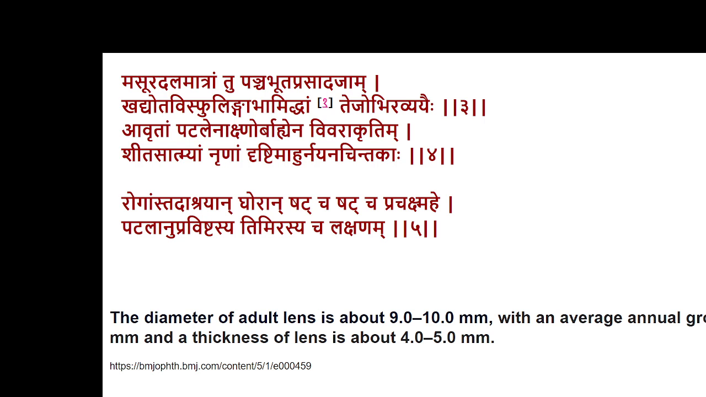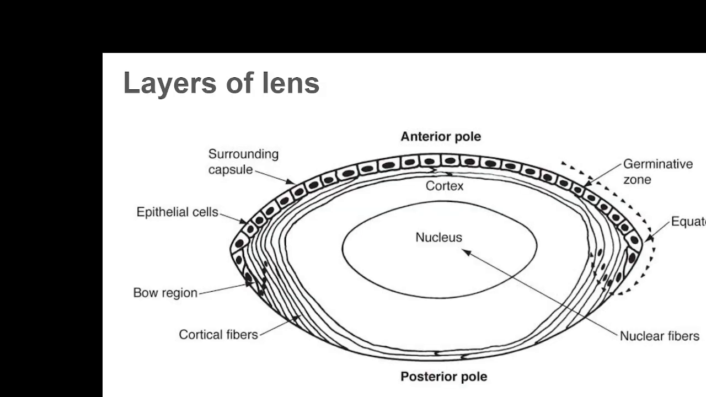During accommodation, when you are looking at a distant object, the size of the lens changes, or when you look at a nearby object it also changes, and it also changes according to the intensity of the light. Now, the structure of the lens has many layers. The outermost layer has a germinal zone where you have continuous growth, and then you have the layers of cortical fibers, transparent fibers, which give elasticity to the lens, and in the nucleus area there are nuclear fibers. Nuclear fibers also give elasticity.